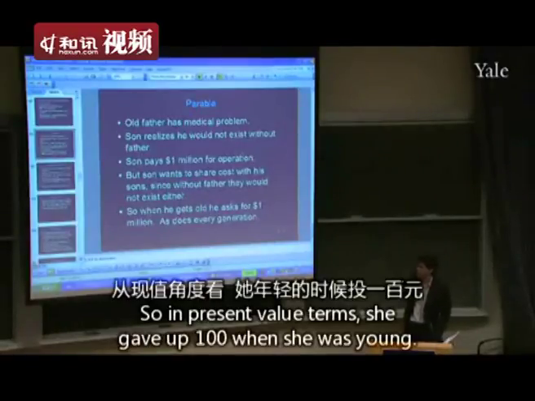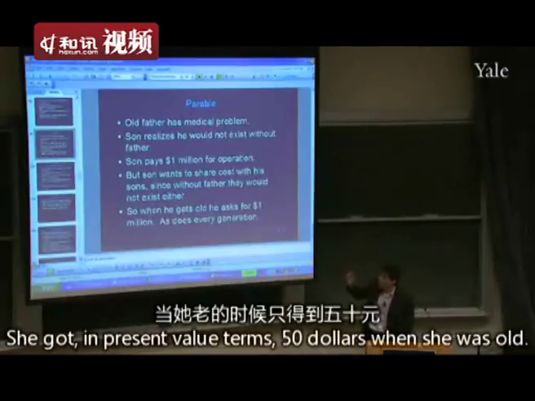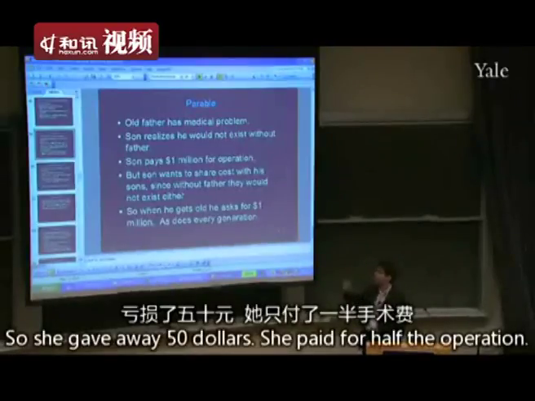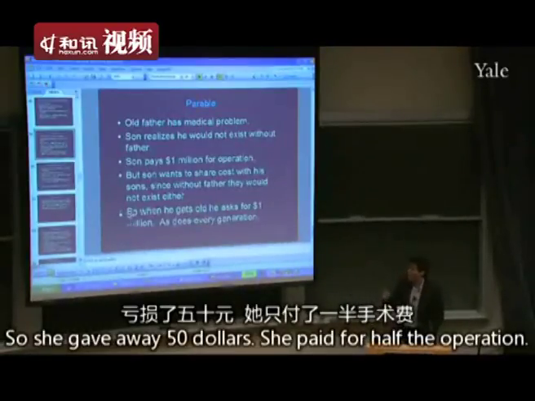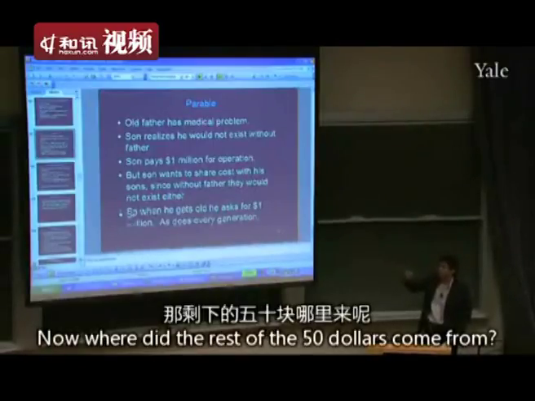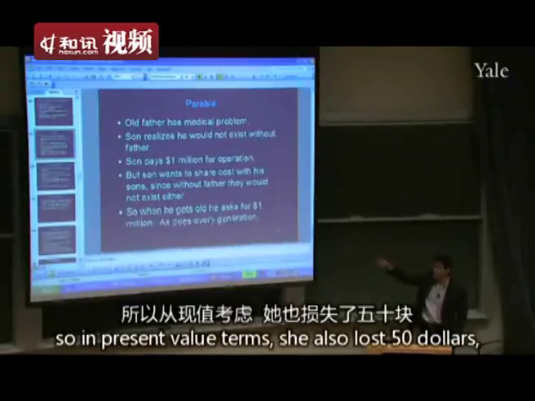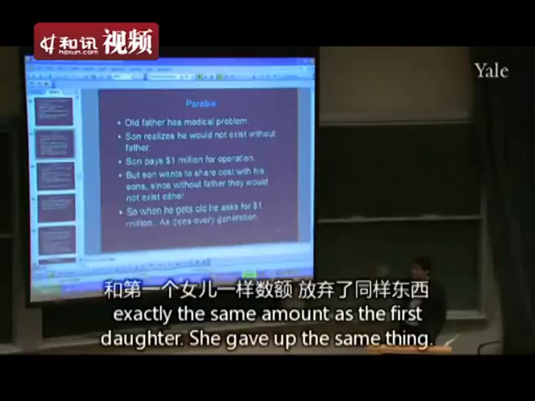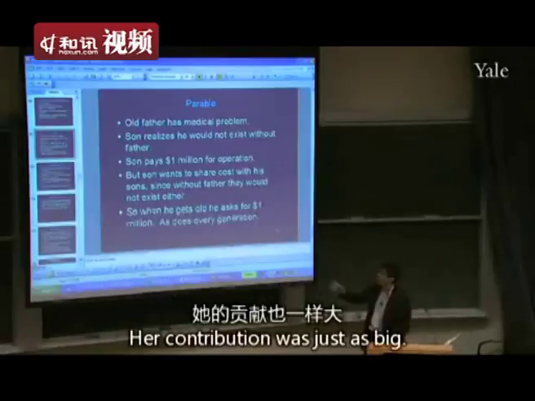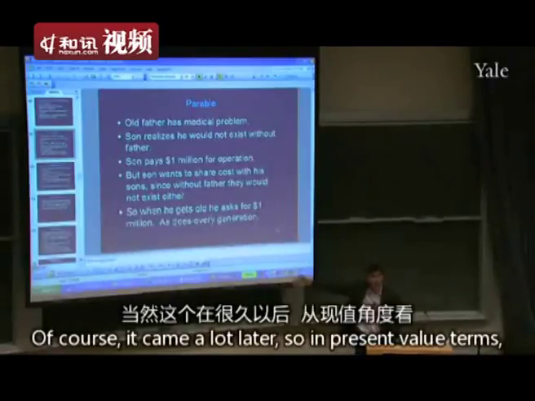So in present value terms, she gave up $100 when she was young. She got, in present value terms, $50 when she was old. So she gave away $50. She paid for half the operation. Now, where did the rest of the $50 come from? Well, the granddaughter gave $100 when she was young, got $100 when she was old. So in present value terms, she also lost $50, exactly the same amount as the first daughter. She gave up the same thing. Her contribution was just as big. Of course, it came a lot later.